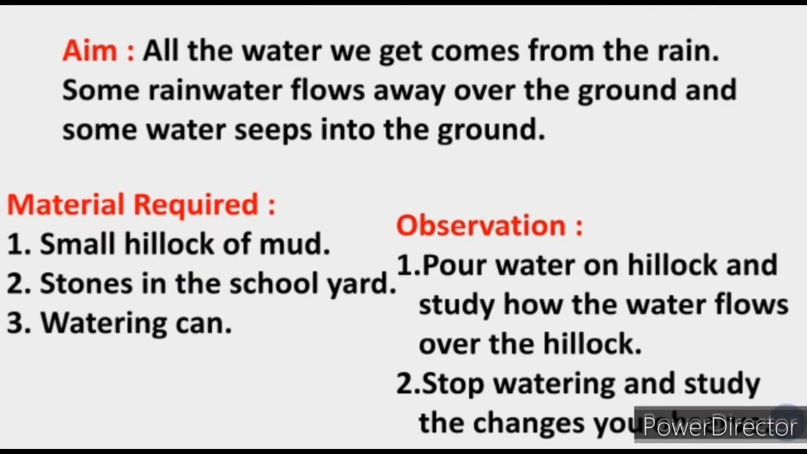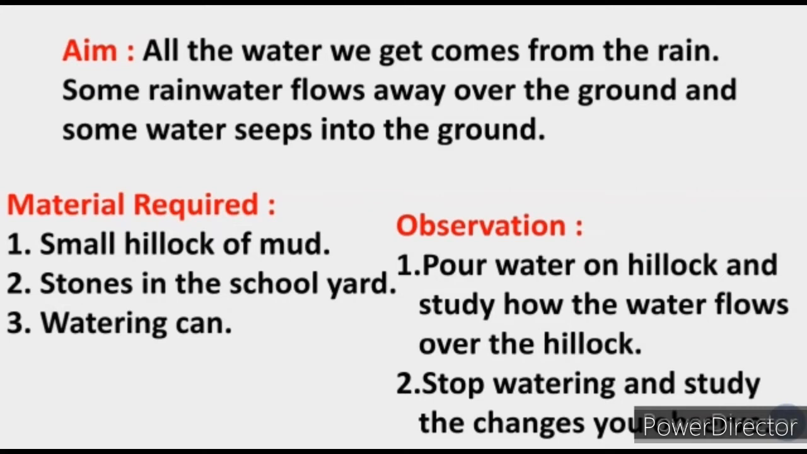Some rainwater flows away over the ground. The rainwater which comes down on the earth, some of the water flows over the ground, means on the ground, and some water seeps into the ground. That means some water goes inside the ground. Seeps means goes slowly into the ground.